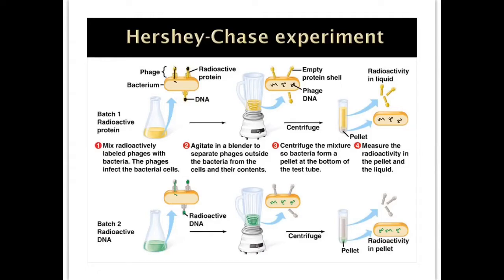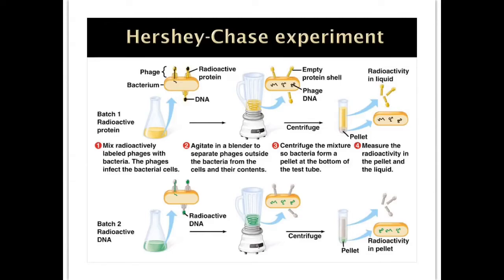And then step 3, they centrifuged the mixture. Centrifuge basically means that they put it in a machine that spins really fast. And what it does is it makes the more dense bacteria form a pellet at the bottom of the test tube. The fourth step is to actually measure the radioactivity. Is it in the pellet or is it in the liquid?